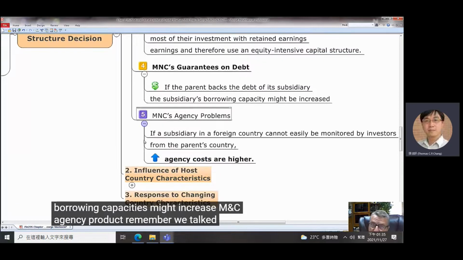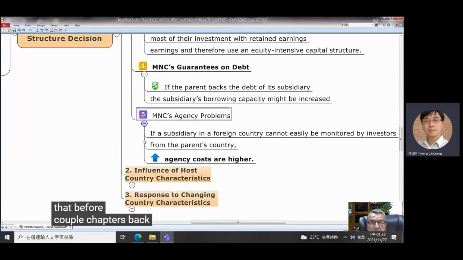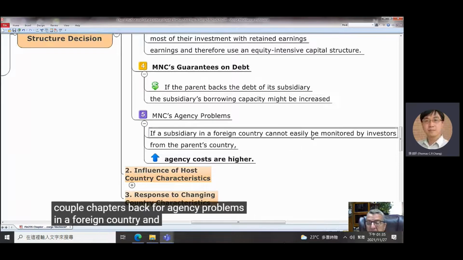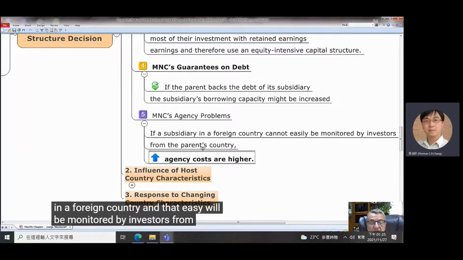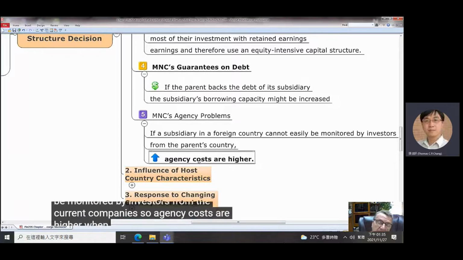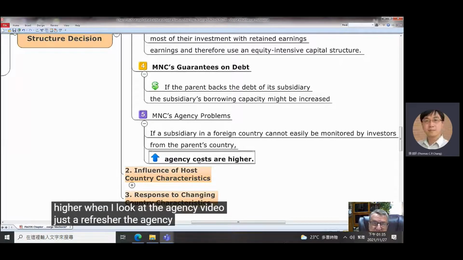MNC agency problem. Remember we talked about that a couple of chapters back, where the agency problem in a foreign country is not easily monitored by investors from the parent company, so agency costs are higher. Just a refresher: the agency problem is when management of that unit is looking at a self-sustained business unit and doesn't consider what effect they're having here. They're doing profitably, but in the long term it is affecting the MNC parent, because their strategy is to minimize the cost, and here you're spending whatever the strategy is.